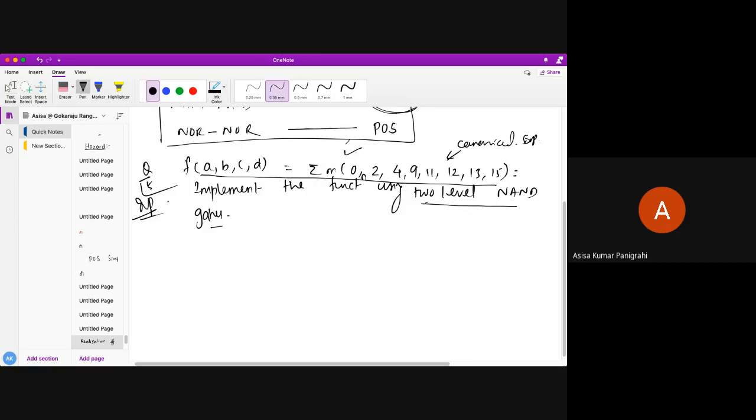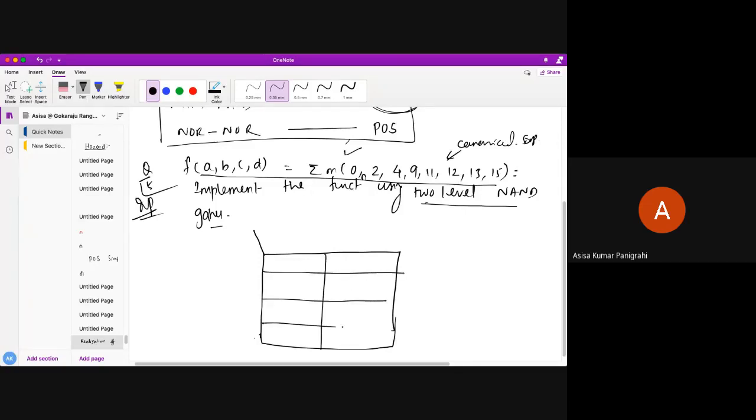See here what I can do. It's obviously a 4 variable function, so we need a 4 variable KMap to minimize it. My 4 variables are like this. The 4 variable KMap is like this. It requires 16 cells. As we have done many things about the 4 variable, 2 variable and 3 variable KMaps, there is no doubt about it now.